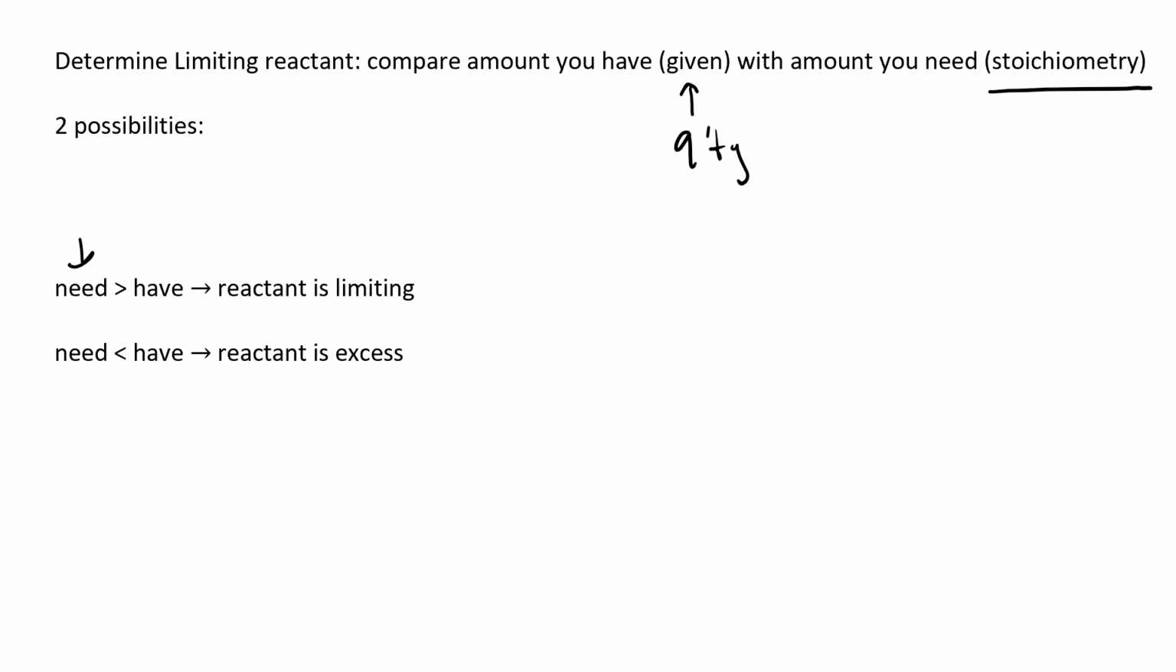Either what you need, what you calculate via stoichiometry, is greater than your given, what you have, in which case that particular reactant is limiting. Or you can have your inequality symbol in the other direction. In other words, you have more than you need. That is, your given is greater than your calculated amount, then that reactant is excess.